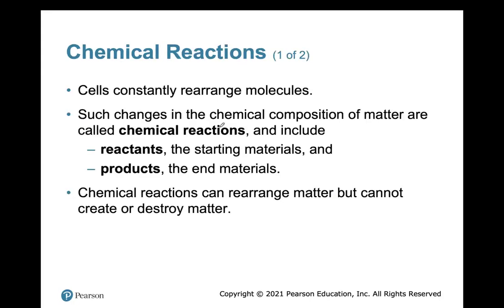Chemical reactions. Cells are constantly rearranging their molecules, and such changes in the chemical composition of matter are called chemical reactions and include the reactants, which are the starting materials, and the products, which are the end materials. Chemical reactions can rearrange matter, but they cannot create or destroy matter.